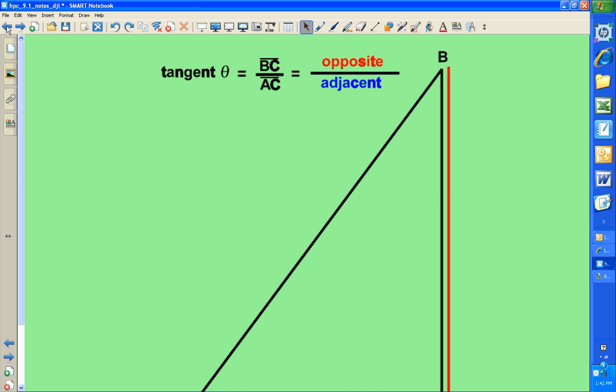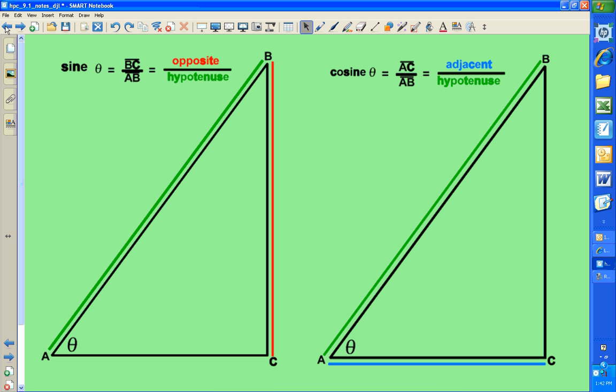Not helping. Okay, let's go back here. What does theta represent? An angle measurement. You can't take the cosine of a side. You can only take the cosine of an angle. And the cosine of an angle is equivalent to the length of the side adjacent to the angle compared to the length of the side opposite the angle.